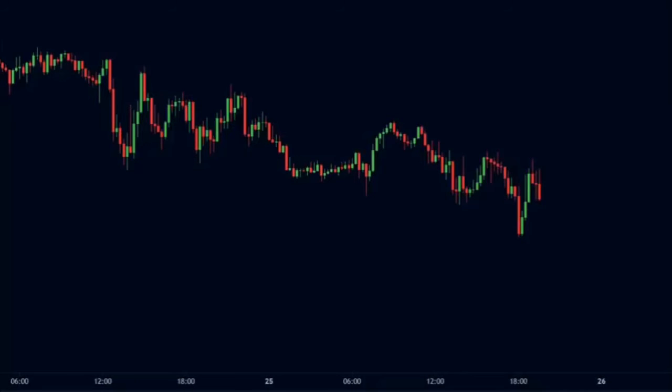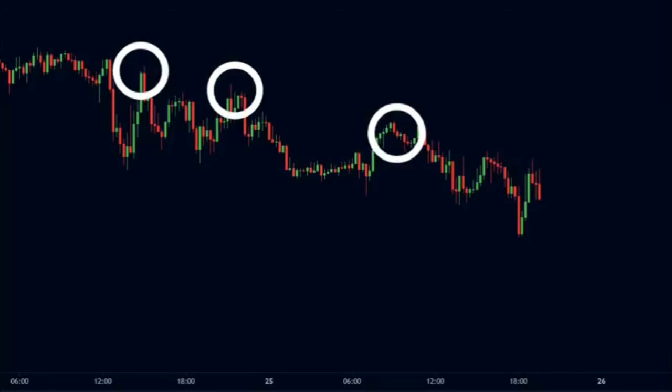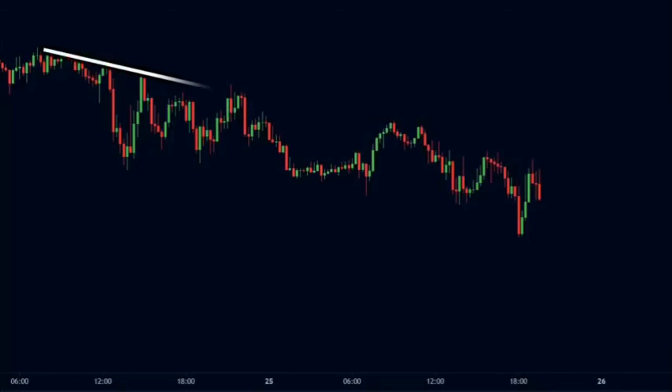Let us now look at a sell trade. Here we can see that the stock is in a downtrend as it is making lower highs and lower lows. So, we identify the swing points on the chart and mark the trend line.